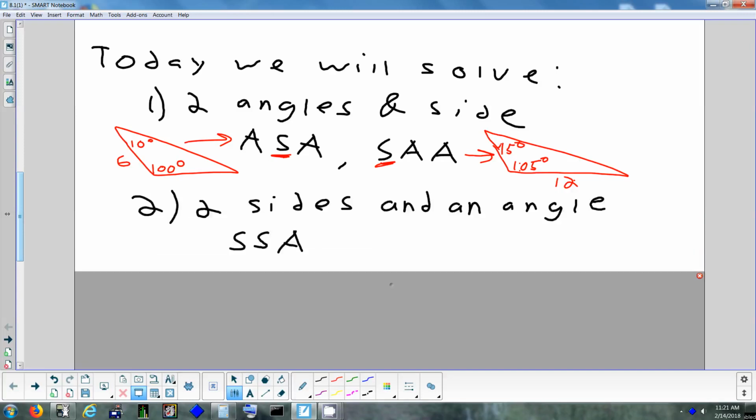And the last type is two sides and an angle. Now, when you're writing these down and describing a triangle, if you say angle, angle, side, like AAS instead of SAA, that's fine. This one, I put in this order on purpose, SSA. It's not nice if you write it the other way. So, stick with SSA.